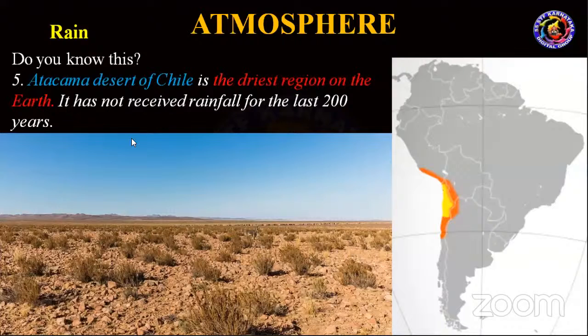In the world, the Atacama Desert of Chile is the driest or lowest rainfall area on the earth. It has not received rainfall for the last 200 years. It didn't receive rainfall for the last 200 years, therefore it is considered the lowest rainfall area in the entire world. Atacama Desert of Chile, which is in South America.